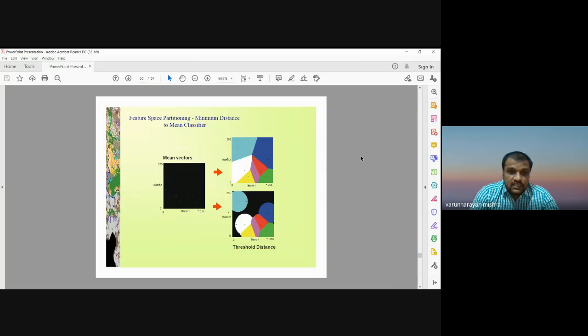This is a feature space partitioning with the minimum distance to mean classifier, mean vector, band 1, band 2. After partitioning of the feature space and applying the minimum distance to mean classifier, we can have the threshold distance for different land use land cover classes. So the pixel is assigned as a particular class.